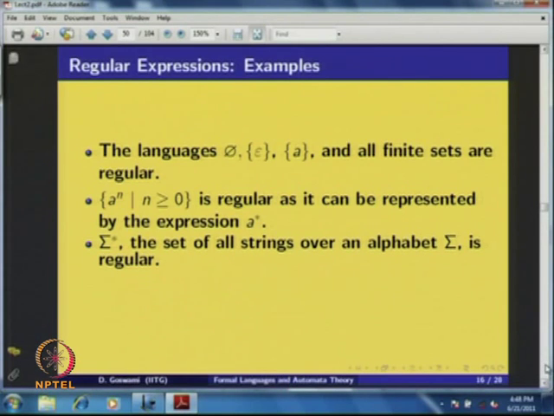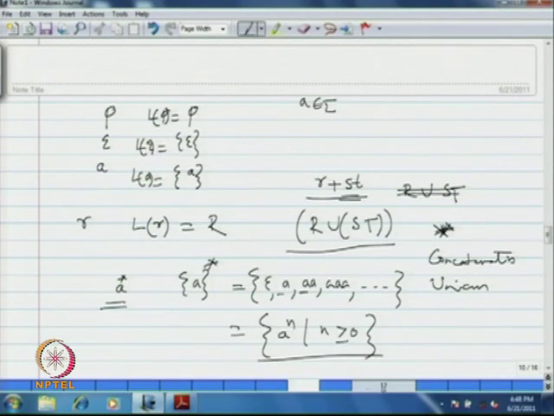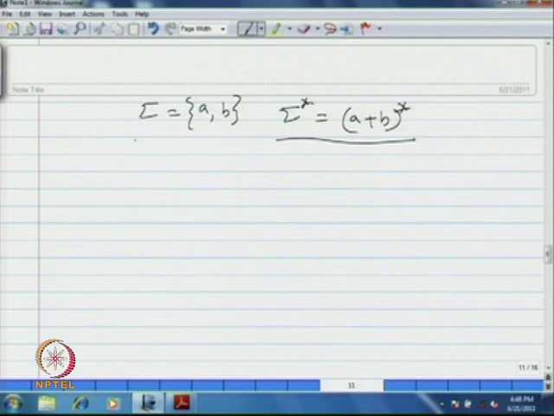Similarly, sigma star, the set of all strings over an alphabet sigma, is regular. For instance, if sigma is the set containing A 1, A 2 up to A n, then sigma star can be written as (A 1 plus A 2 plus A 3 plus ... plus A n) whole star. For example, if sigma equals {a, b}, then sigma star equals (a or b) whole star. So, you can represent it like this. Therefore, sigma star is a regular set.